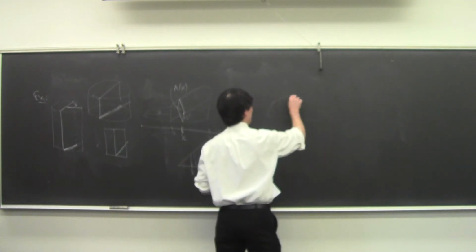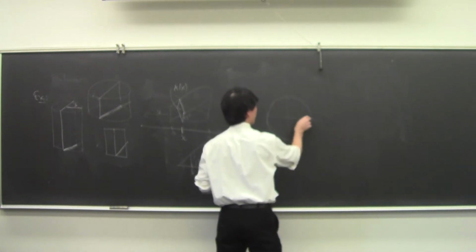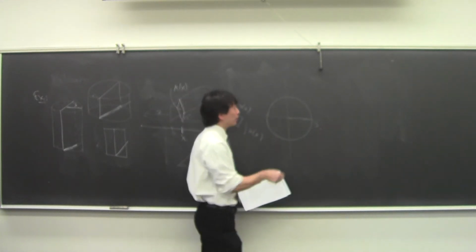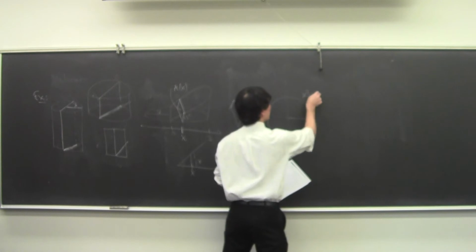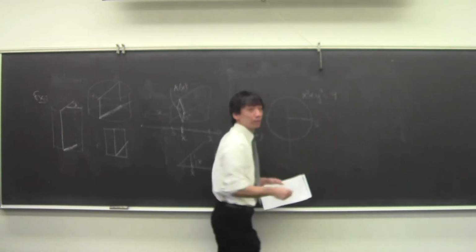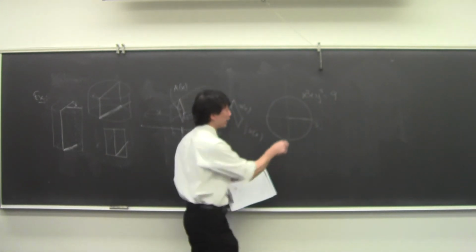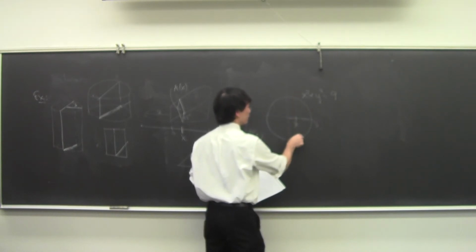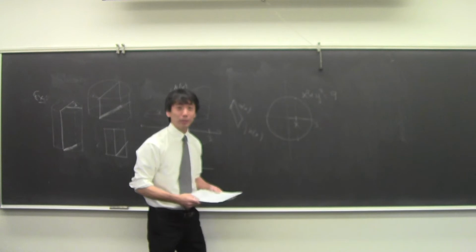Let's look at this thing from the top. It's a circle of radius 3, so you know that x squared plus y squared is equal to 9. If we're cutting at time x, well then, what's the width of that rectangle?